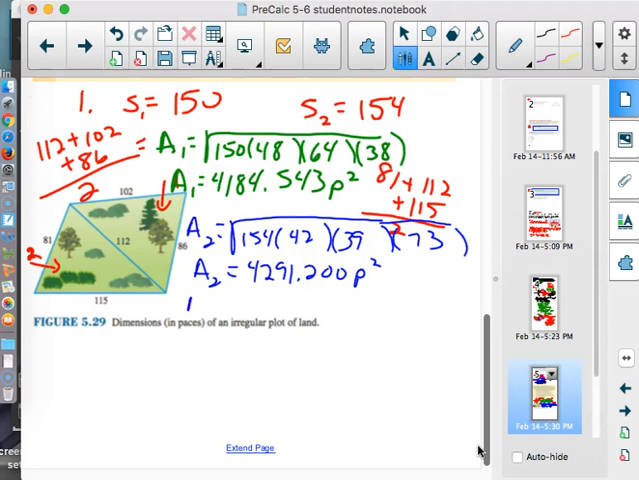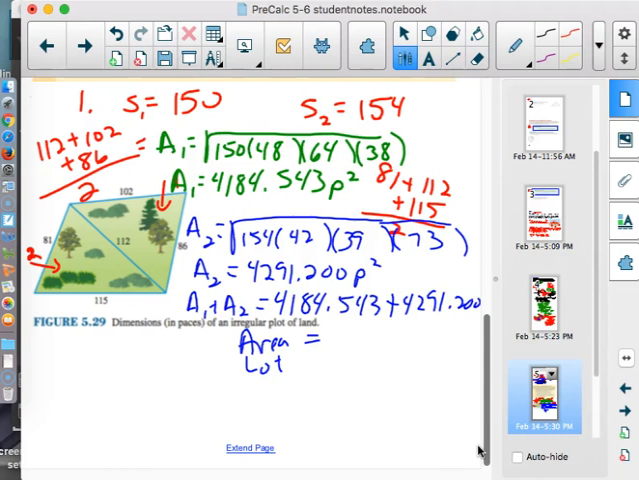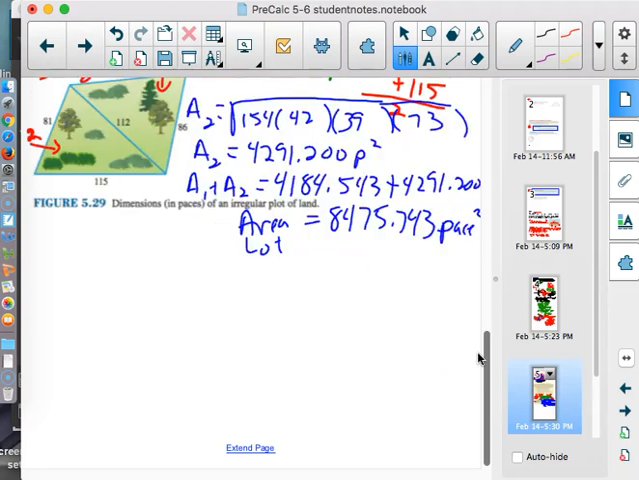So we would take area 1 plus area 2, which is 4184.543 plus 4291.200, and the entire area of the lot would equal 8,475.743 square paces. Now that's important. Obviously Jim's paces are different than anybody else's paces, so if we want to know whether this is an acre, we have to start converting this. And that's what number 2 says we're supposed to do.